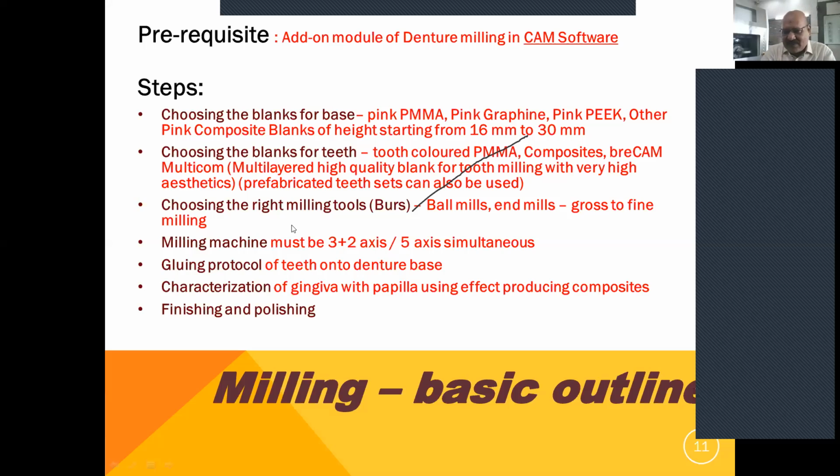And the milling machine has to be either 3+2 or simultaneous 5-axis. If anybody wants to know what is 3+2 and 5-axis, I could just throw a light on that. Gluing protocol I mentioned already, how to glue. There are different gluing agents available from different companies. What I choose, I mentioned. Characterization of gingiva with papilla using effect producing composites, and then finally finishing and polishing.